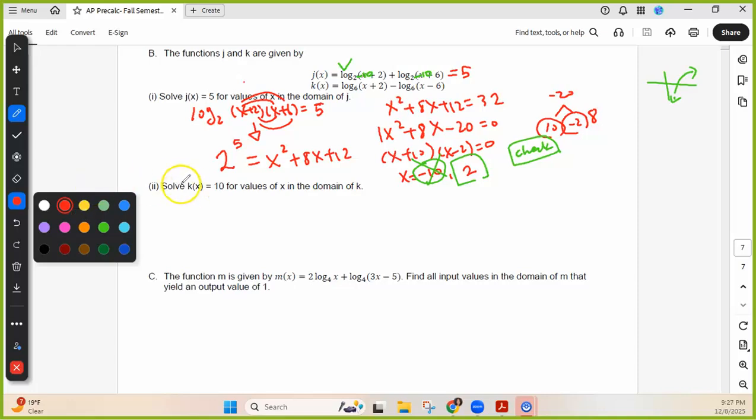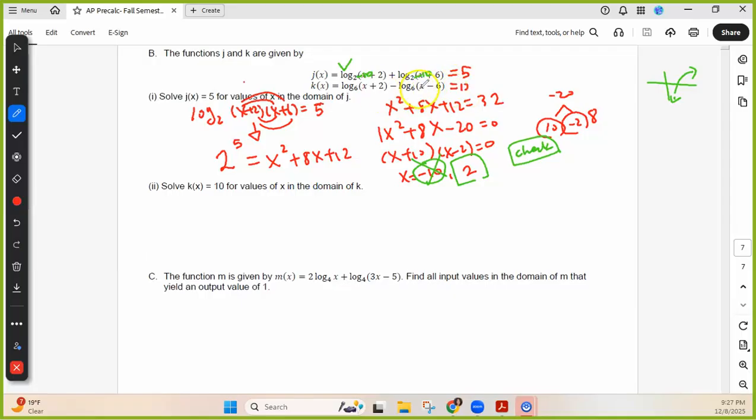Let's do number 2. It's going to be exactly the same thing. I'm going to set the k of x, the second line, equal to 10. I'm going to combine those two logs together, but this time, do you see it's a negative? So you're going to go ahead and divide it. So log base 6 of (x plus 2) over (x minus 6) is equal to the 10 on the right side, 10. Convert to the exponential form. 6 to the 10th power is equal to (x plus 2) over (x minus 6).